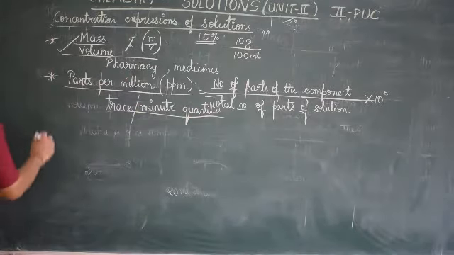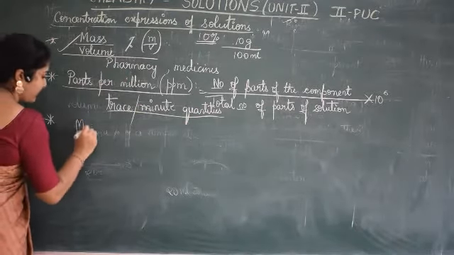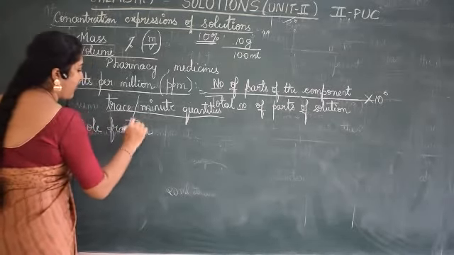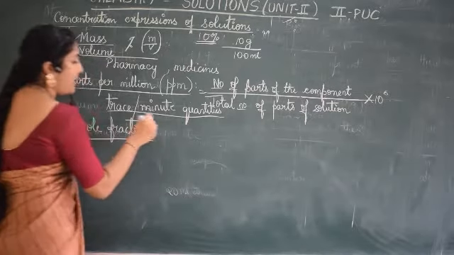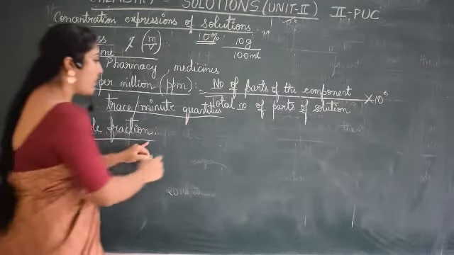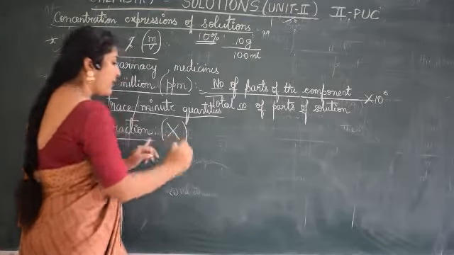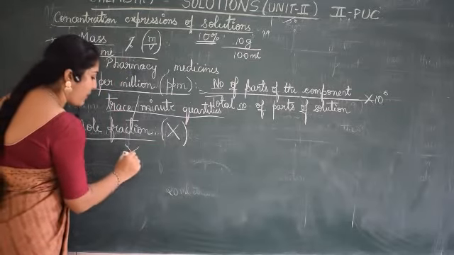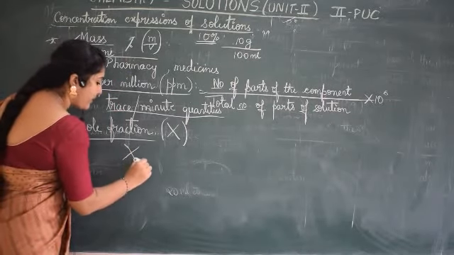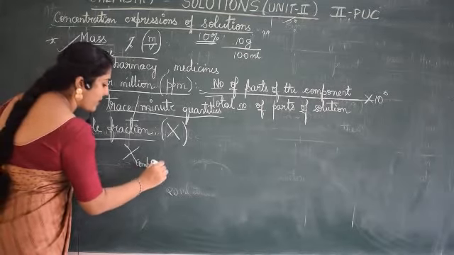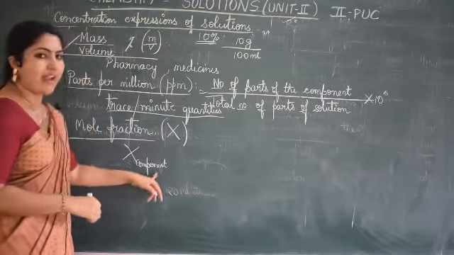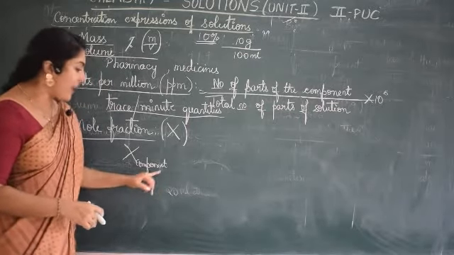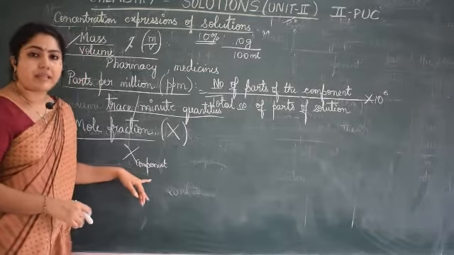Next comes mole fraction. You know what is mole and how to calculate number of moles also: given mass by molar mass. Mole fraction is denoted as X, and if you have to mention the component, we use a subscript here to mention that particular component whose mole fraction you are mentioning.